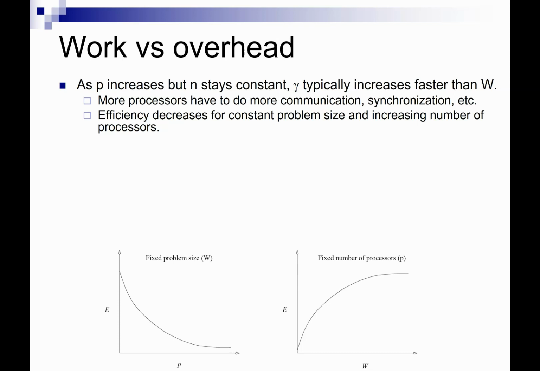And because we know that the efficiency is equal to 1 divided by 1 plus the overhead, which is a function of both problem size and number of processors, divided by the useful work that we're doing, then if the overhead increases but the useful work stays the same, our efficiency is going to decrease. This is what's being shown on the left over here. This is for a fixed problem size, a fixed W. As you increase the number of processors, your efficiency decreases because your overhead increases.